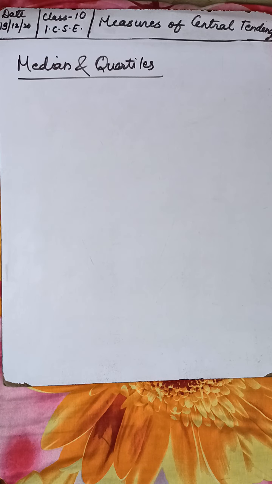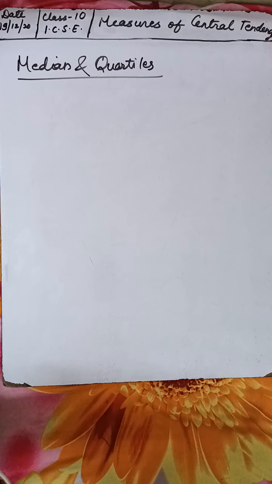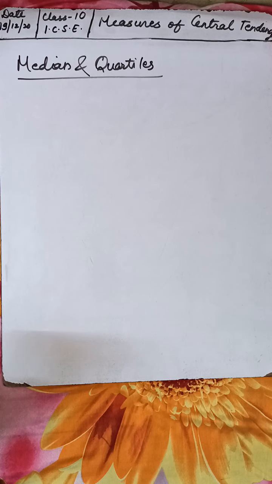If the observations are arranged in ascending or descending order, then the variate in the middle is called the median of the distribution. Thus the median divides the ordered observations into two equal halves. In the triangle we study about the median, the line which divides the triangle into two equal halves. In the same way, the value which divides the data into two equal halves, that particular variate, is called the median of the data.